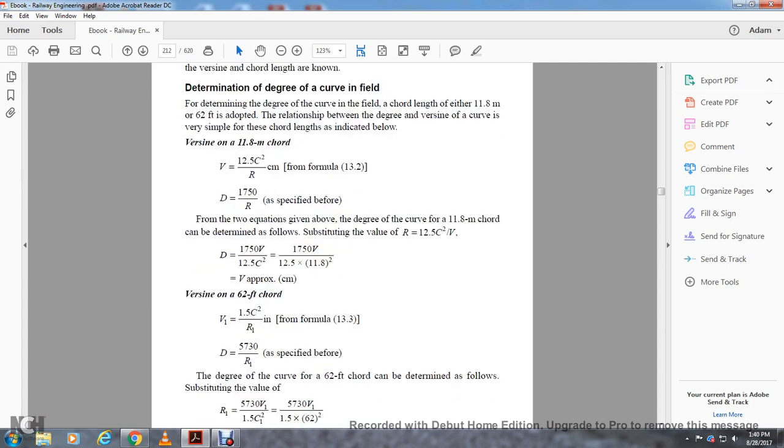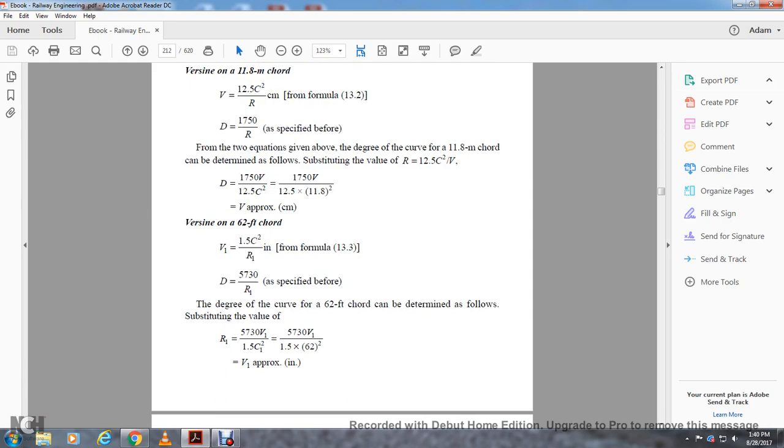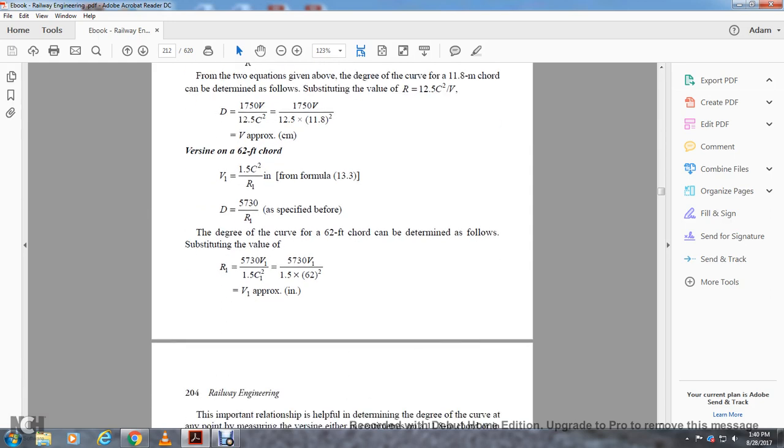Versus on the 62 foot chord, V1 is equal to C squared over 8 R1 in inches. D is equal to 5,730 divided by R1. The degree of the curve on a 62 foot chord can be determined as follows, substituting the value of R1 equals 5,730 divided by D, so V1 times 5,730 over 8 C squared. C squared equals 530 V1, or 1 times 62 squared. V1 is approximately in inches.